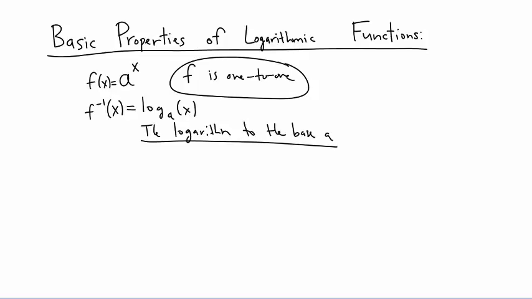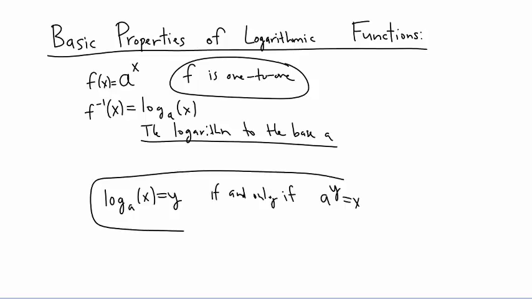Let's recall the fundamental relationship between a function and its inverse. Again, this says that if y is the output of x for the logarithm, then x is the output of y for the exponential. And vice versa. If we start over here with x being the output of y for the exponential, then y is the output of x for the logarithm. We interchange the inputs and outputs.